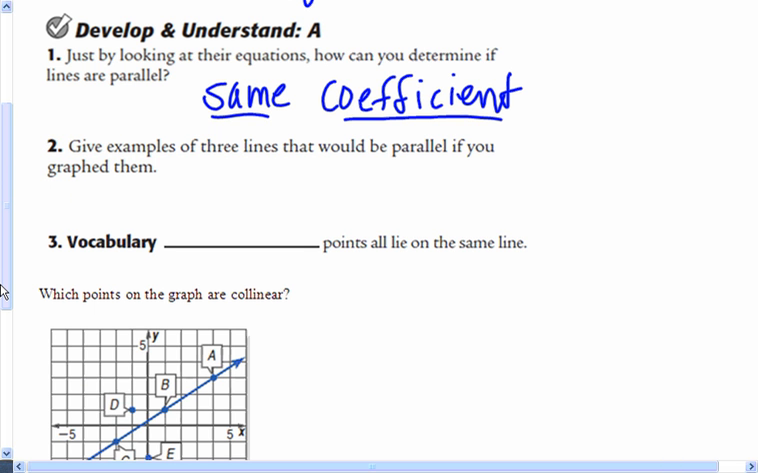Blank points all lie in the same line. And that word is collinear. Notice the word line in there. That means all the points are in the same line. So I'm going to start the next lesson there.